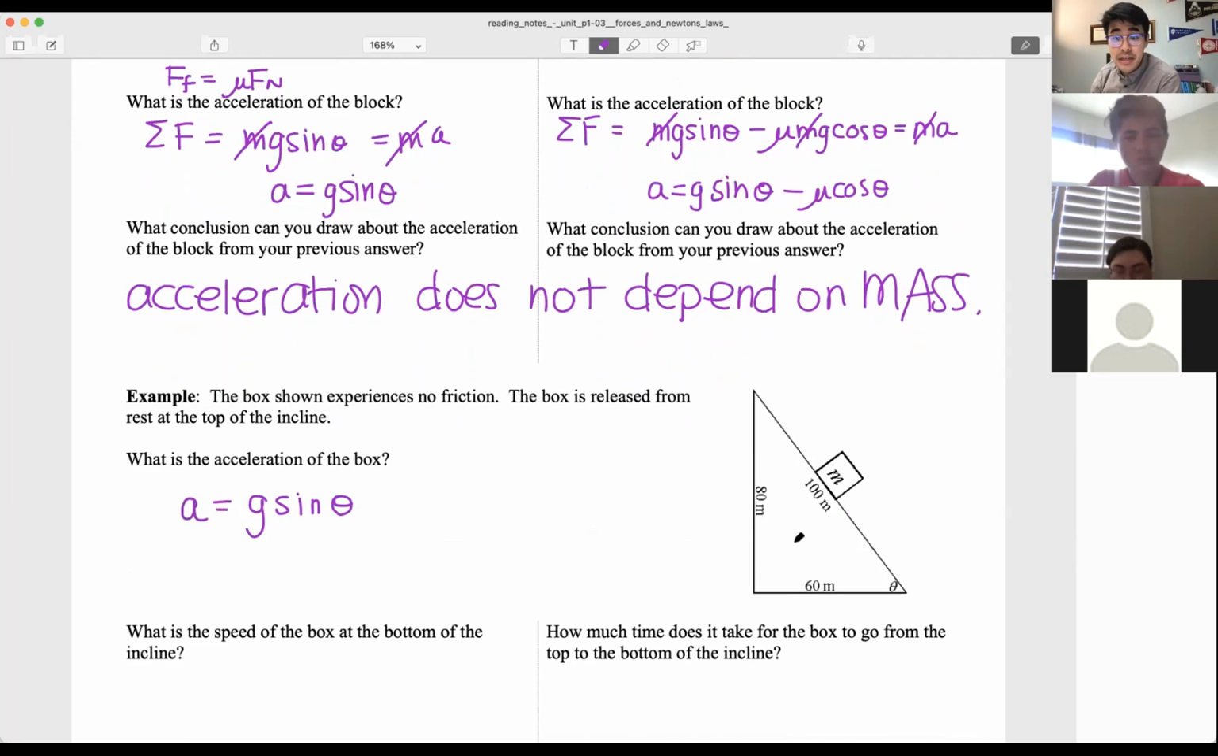So the extra step we need to take here is if they give you the triangle, well, what is sine theta? We can just use this triangle to figure out sine theta. Sine theta is just opposite over hypotenuse, right? So in this case, we can just say a is equal to g times opposite over hypotenuse, right? So 80 over 100. Or we can say a is equal to 0.8 g. And since acceleration is a vector, we need to give it a direction, right? So a is 0.8 g down the ramp.